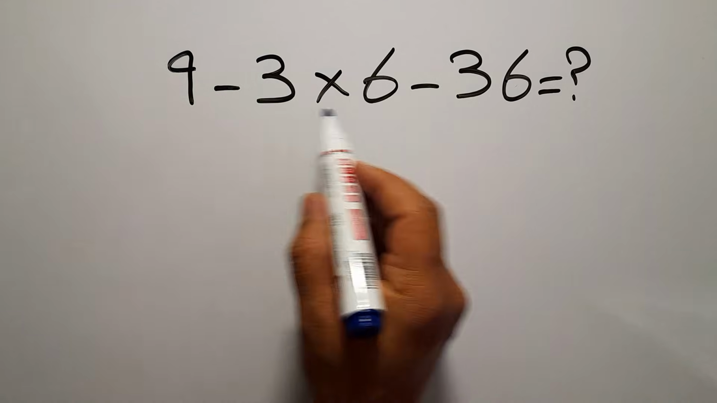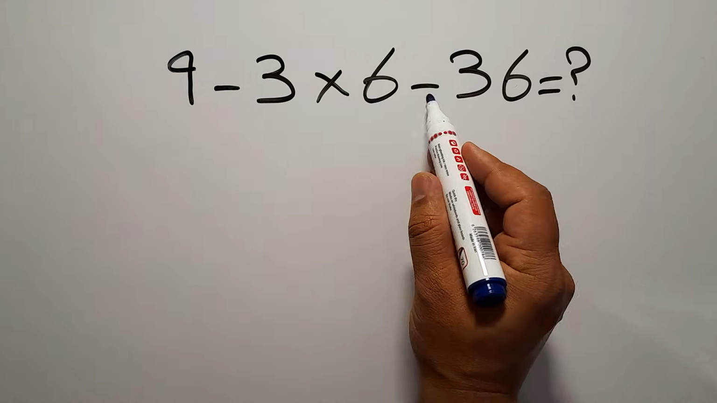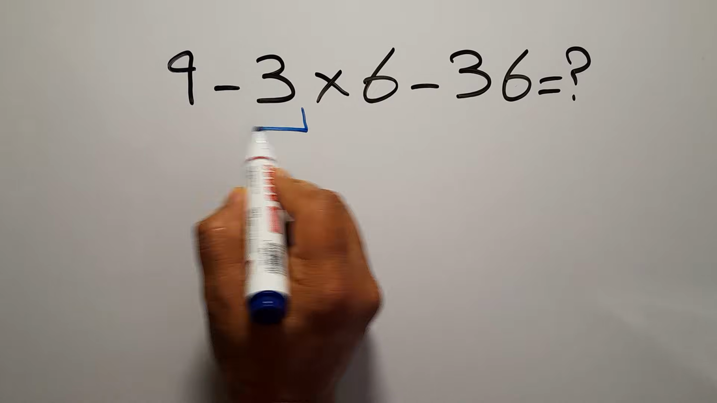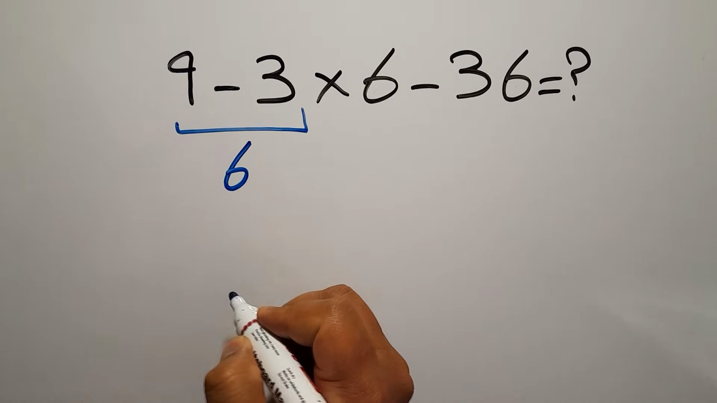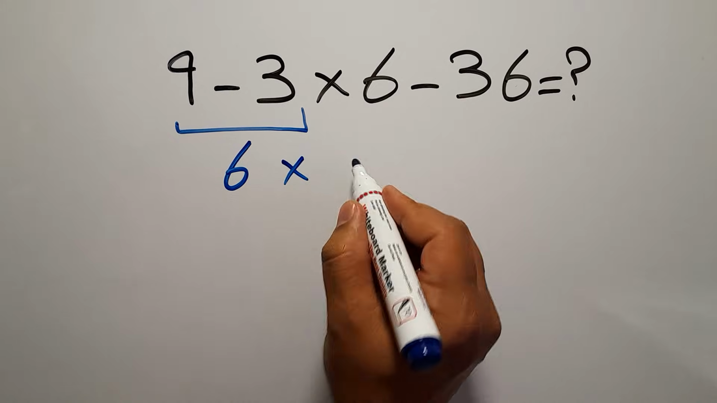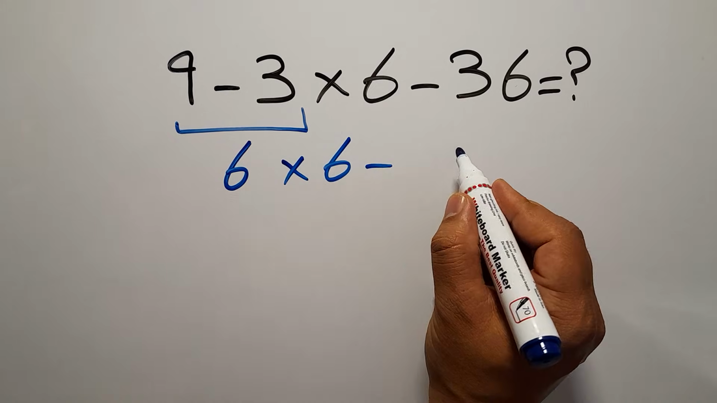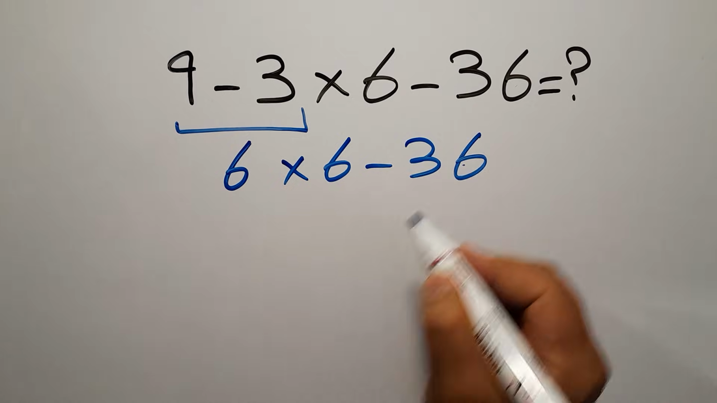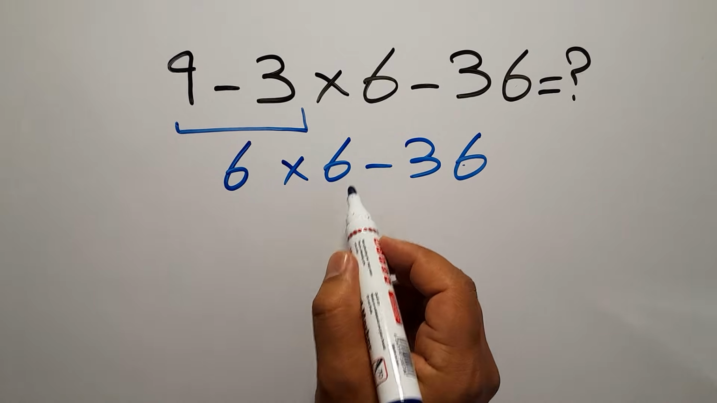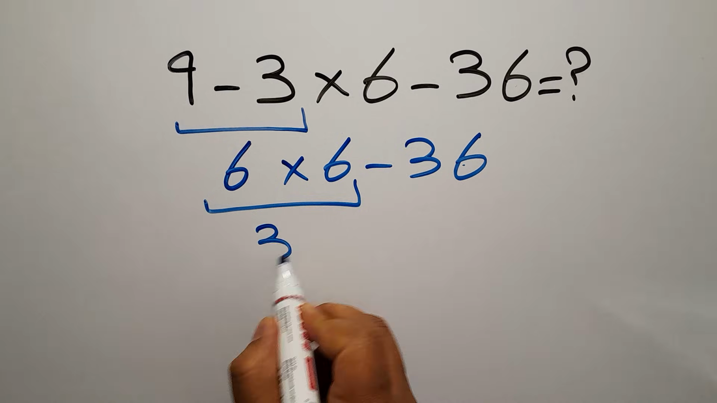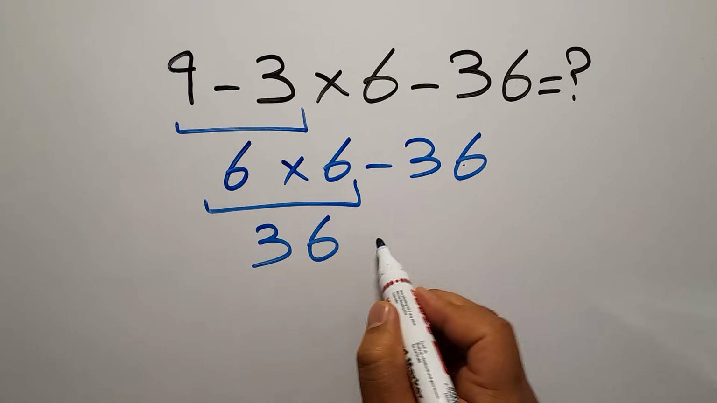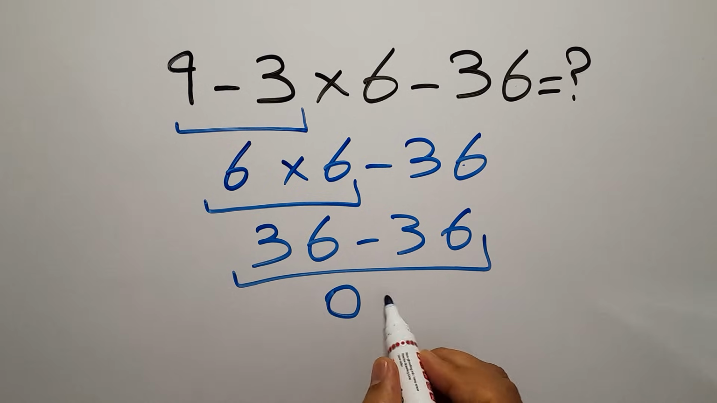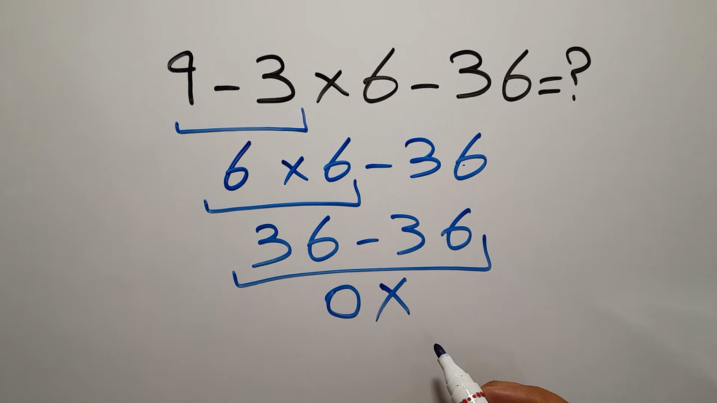9 minus 3 times 6 minus 36. 9 minus 3 is just 6. So we have 6 minus 6, 6 times 6 minus 36. No, 6 times 6 is just 36. And 36 minus 36, which equals 0. But this answer is not correct.